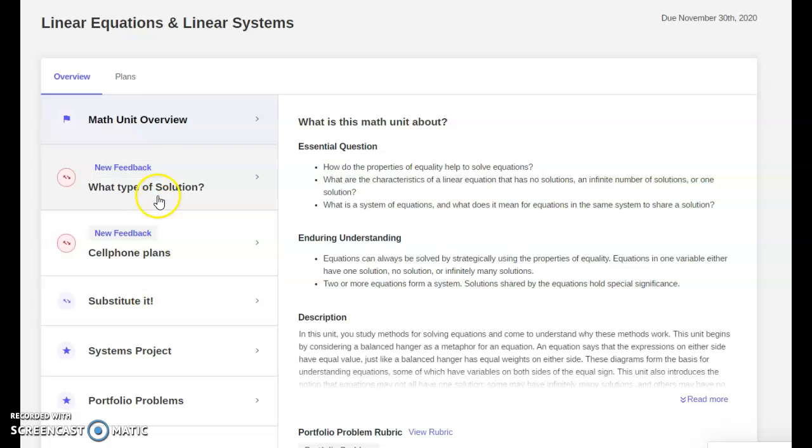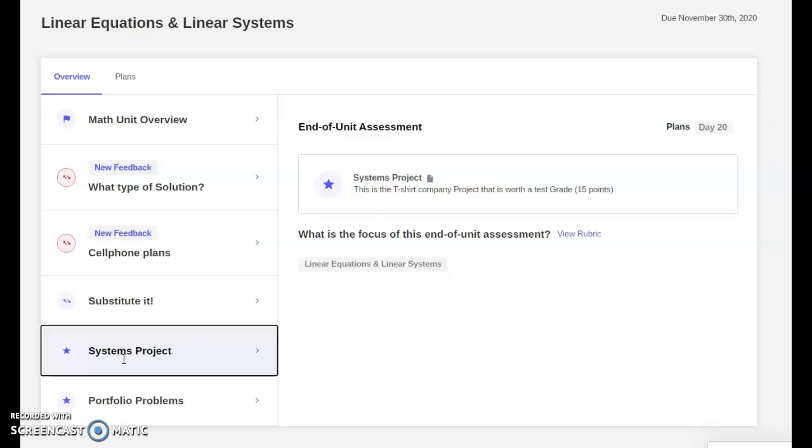So these three were due last week, so if you have not completed them, you need to make sure you complete them. What you're going to do is hit Systems Project. Okay, what happens is this can be your end of unit assessment. So this is worth a test grade. So go ahead and open it.